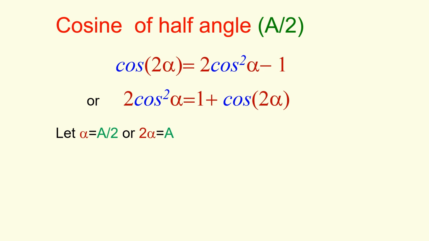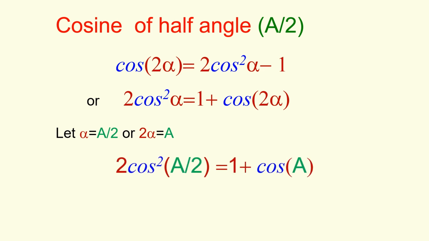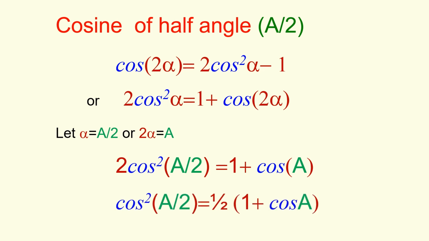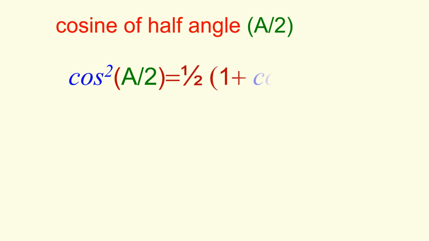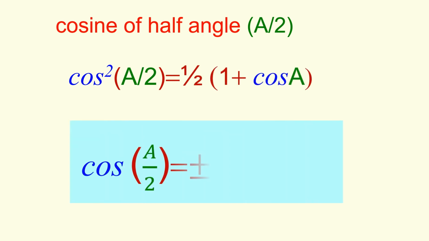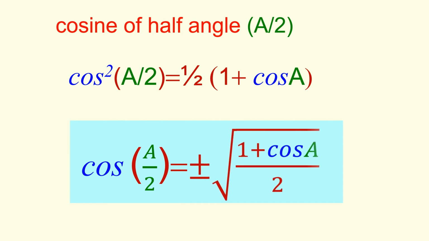Let alpha equals A by 2, or 2 times alpha equals A. Solving some steps, we finally get cosine of A by 2 equals plus or minus square root of (1 plus cos A) whole divided by 2.